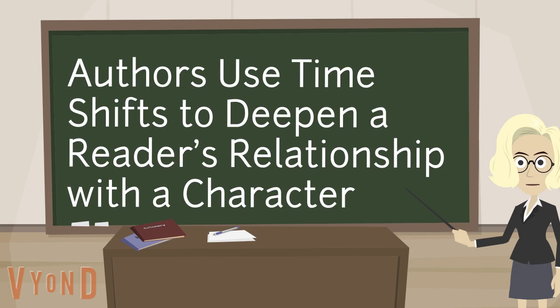Today, I want to teach you that one way an author shapes a reader's relationship with a character is by shifting time, by including backstory and flash forward, and by doing other complicated things with time. When an author manipulates time in these ways, it's often to embed significant details about the character.